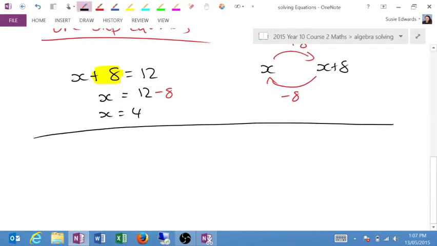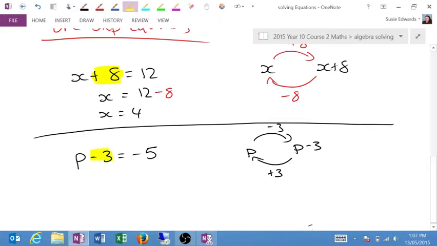So next one we might try p take 3 equals negative 5. For p take 3, to get from p to p take 3, we took 3. So to get back to p, we have to add 3. So we're going to get rid of the take 3. What's left there around the highlighting? p equals negative 5. Then we can't just get rid of the take 3. We have to put it to the other side and make it plus. And so our answer is p equals negative 2.